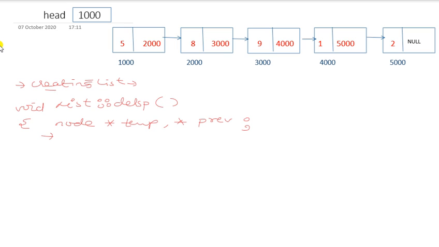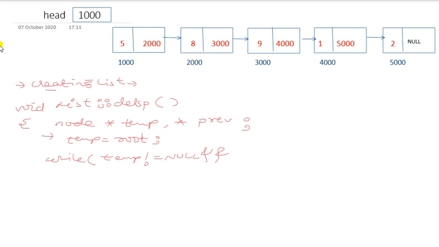Locate the node. To locate the node, you have to start the journey from the beginning. The beginning is there in our root. Root is implicitly available to us. Then start searching: while temp is not equal to null. Till you don't exhaust the list, you are supposed to search.